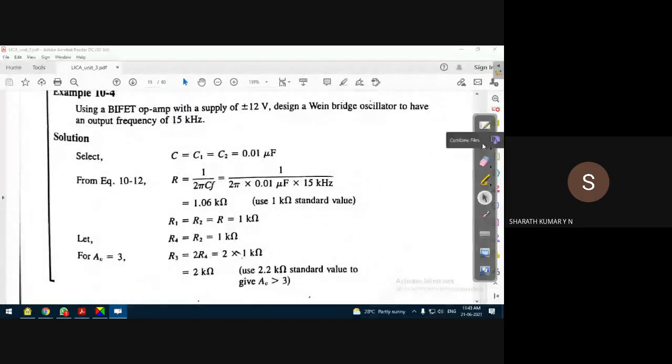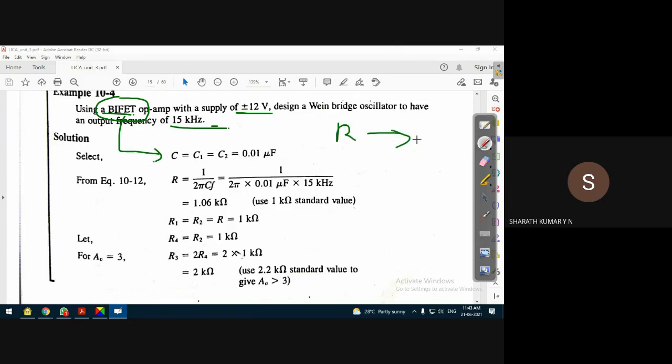For a bi-FET op-amp design example, take plus or minus 12 volts as the biasing voltage. The Wien bridge oscillator must have an output frequency of 15 kilohertz. As the author has clearly suggested, for a bi-FET op-amp we first have to start with the capacitor value. We cannot start with R and then arrive at C, because for a bi-FET op-amp the capacitance value should be greater than the stray capacitance. Who will tell us the stray capacitance? The data sheet of the bi-FET op-amp has the details of the stray capacitance value.